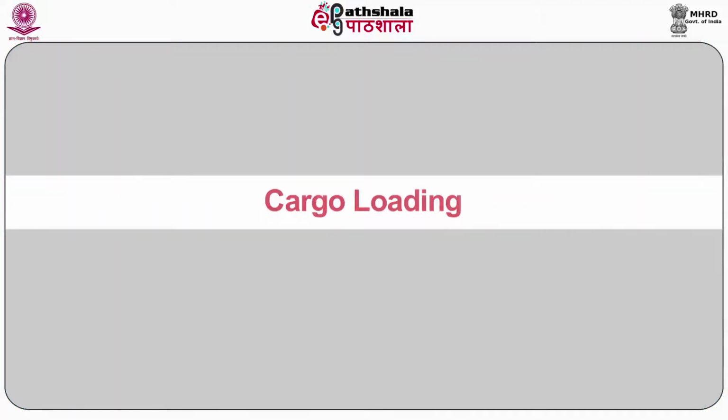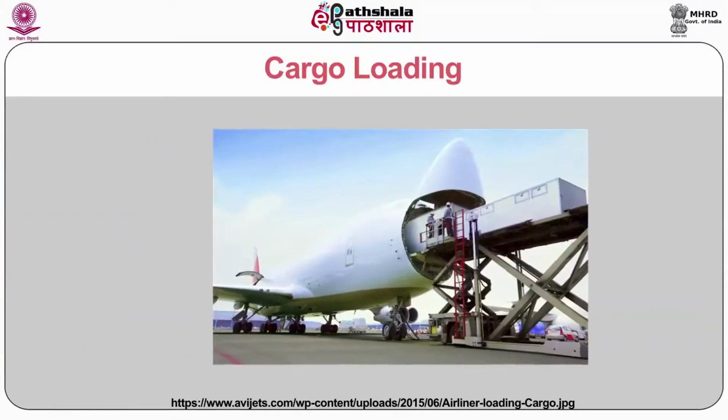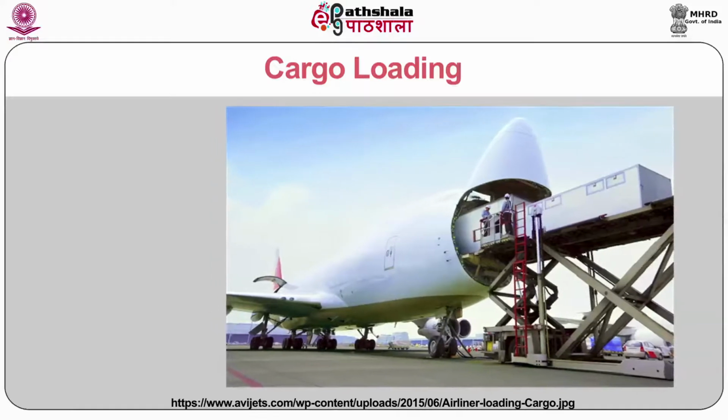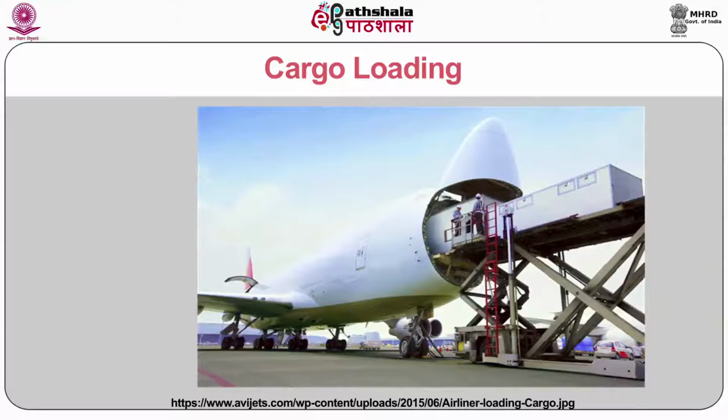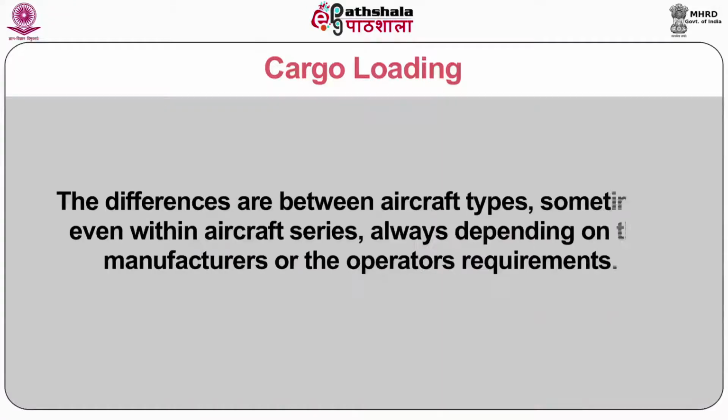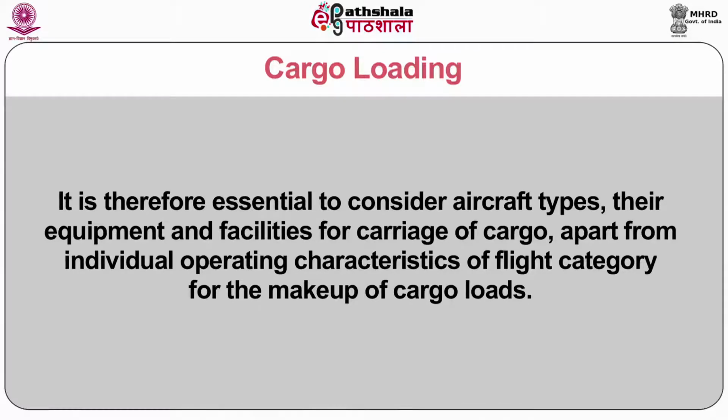Now I will discuss cargo loading. Cargo loading compartments differ in size, contour, size of access doors, compartment equipment, floor bearing strength, restraint possibilities and positions. The differences are between aircraft types, sometimes even within aircraft series, always depending on the manufacturer's or the operator's requirements. It is therefore essential to consider aircraft types, their equipment and facilities for carriage of cargo, apart from individual operating characteristics of flight category, for the makeup of the cargo loads.